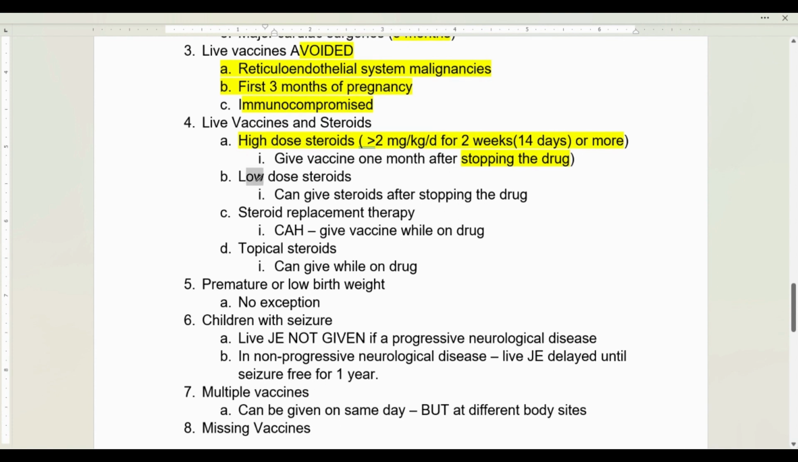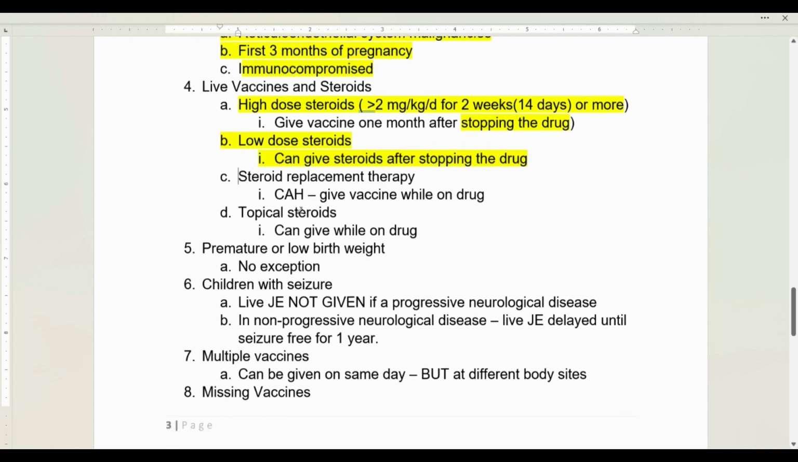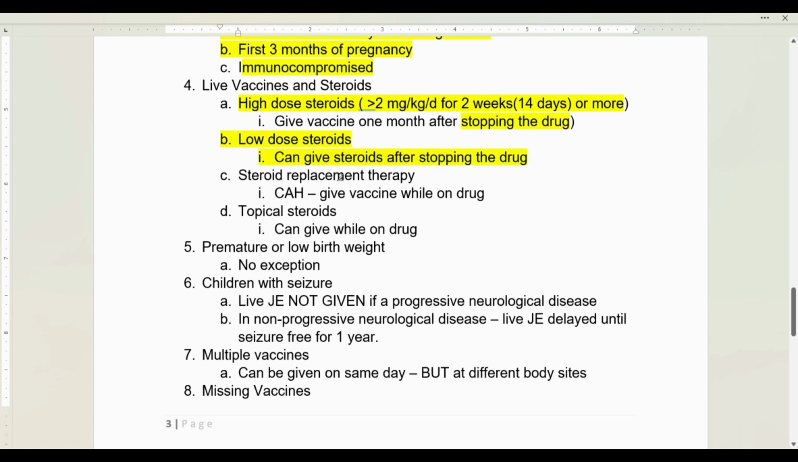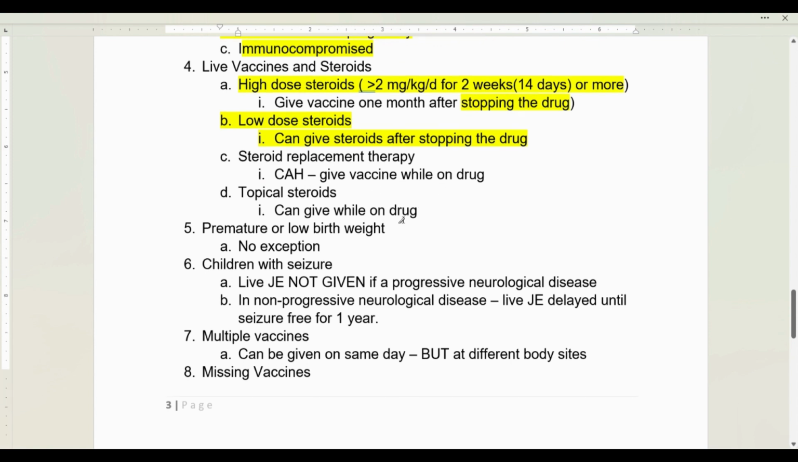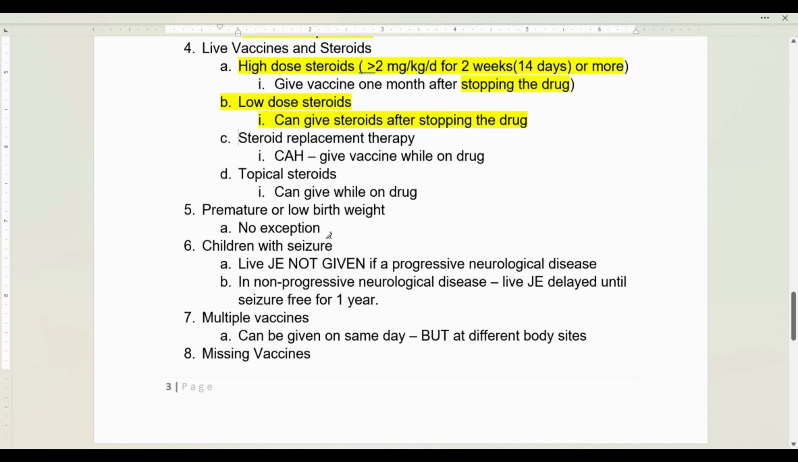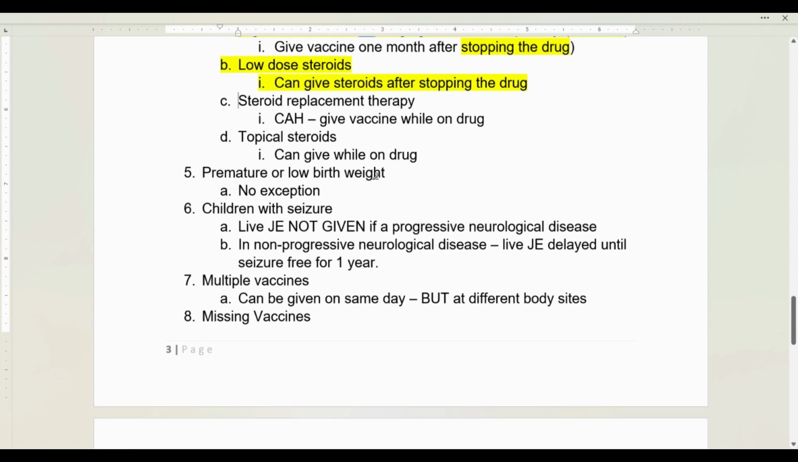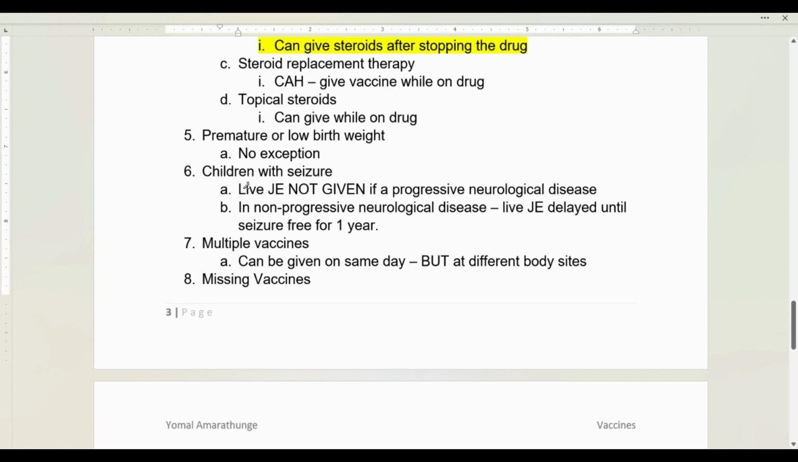So if the child is on low dose steroids, that is 0.5 mg per kg per dose, we can give vaccines immediately after stopping the drug. For steroid replacement therapy or topical steroids, we can give the vaccine while on the drug. No need to delay the vaccine. In premature low birth weight children, there are no exceptions. We can proceed with the same EPI schedule.